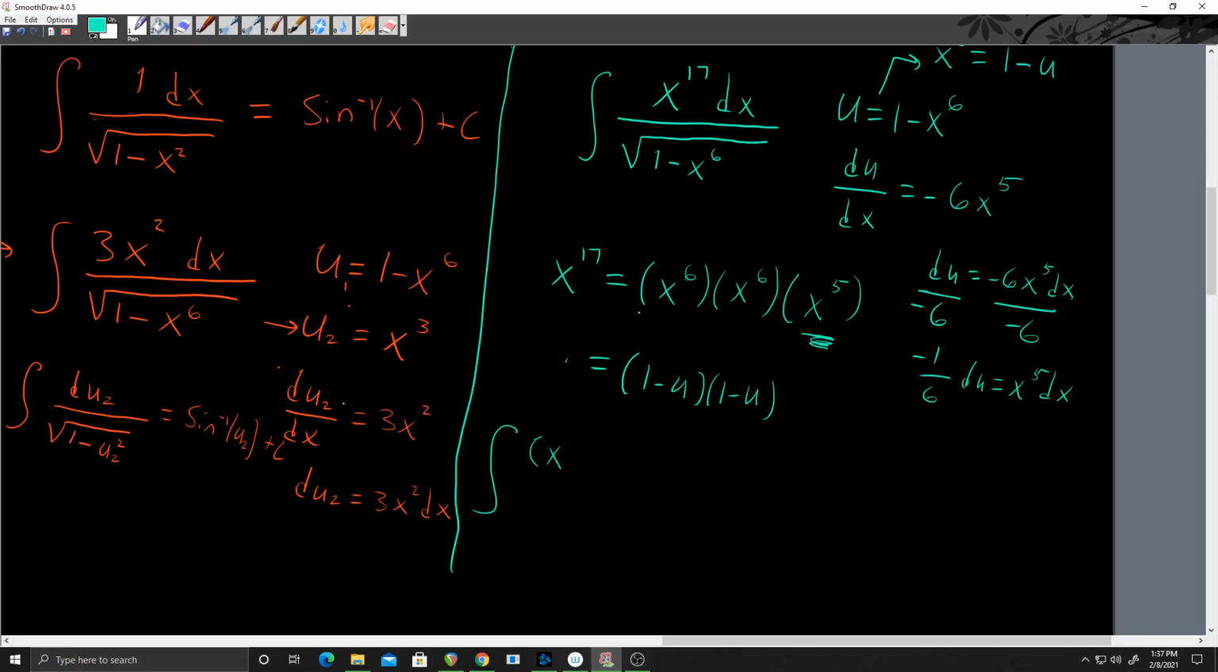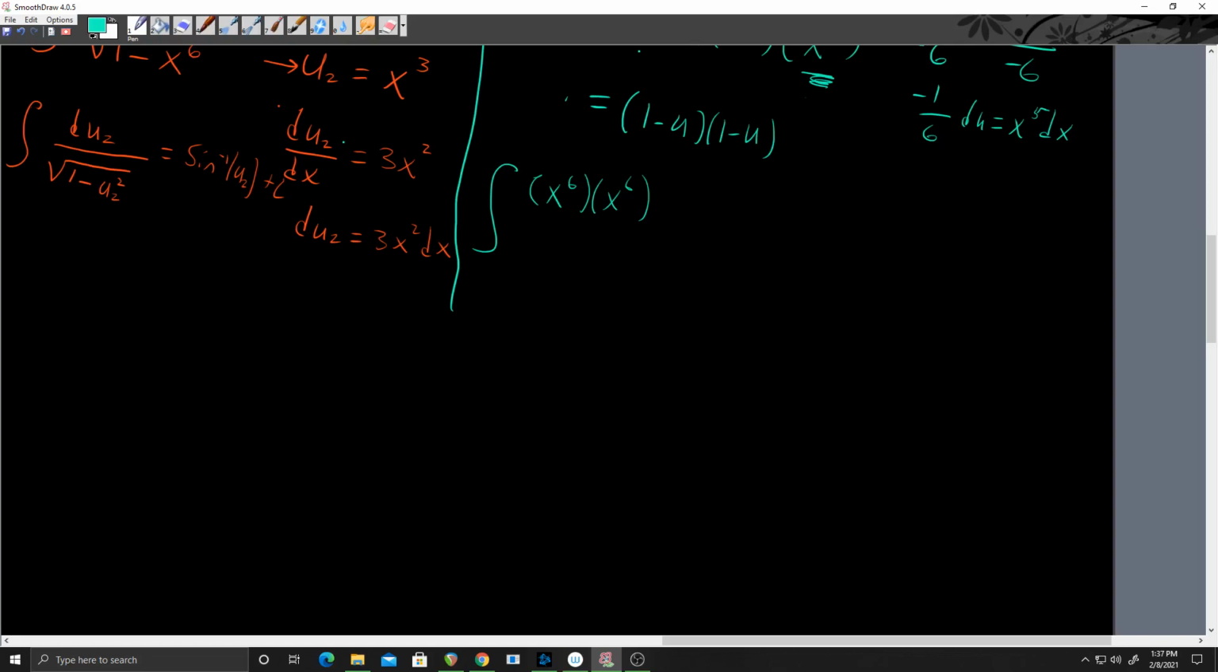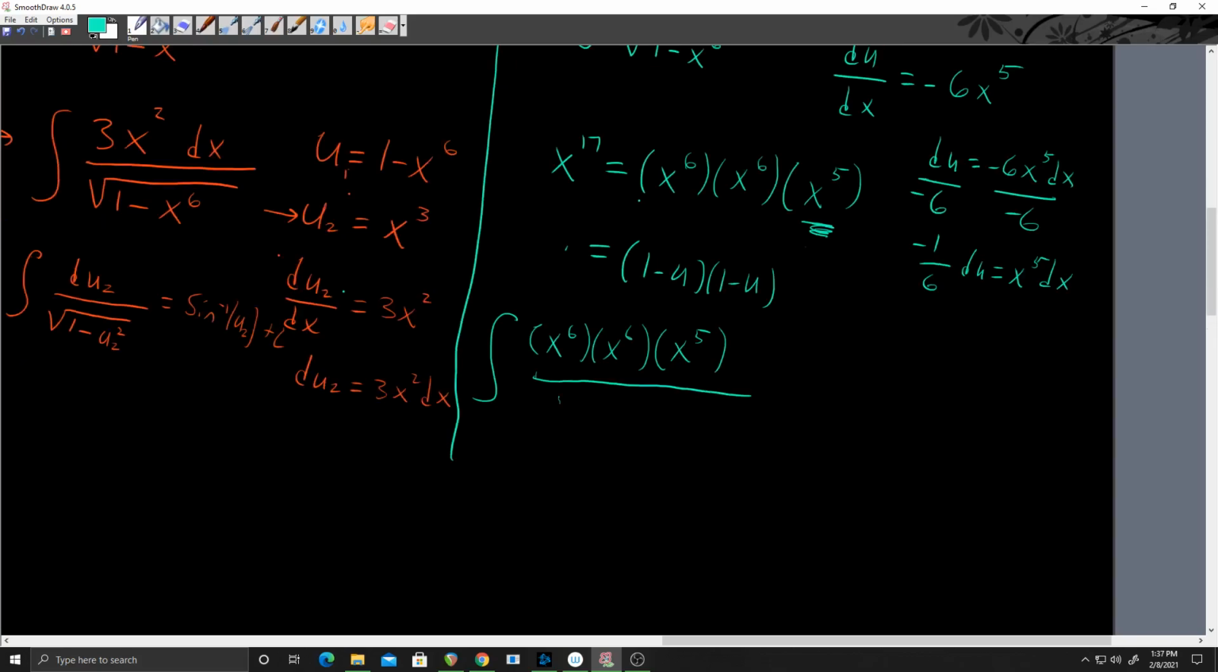So this is going to be x to the 6, x to the 6, x to the 5, over square root of 1 minus x to the 6 dx. And we've converted everything to u, okay? So we're going to have 1 minus u squared, because it's 1 minus u times 1 minus u. And then x to the 5th dx is going to be negative 1/6 du. Okay, so we have that.